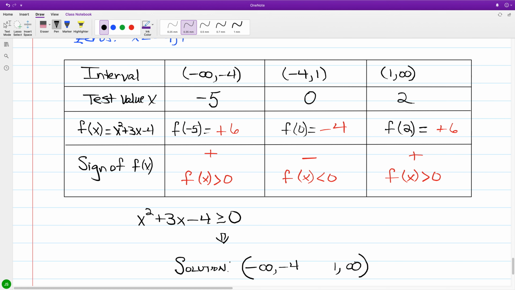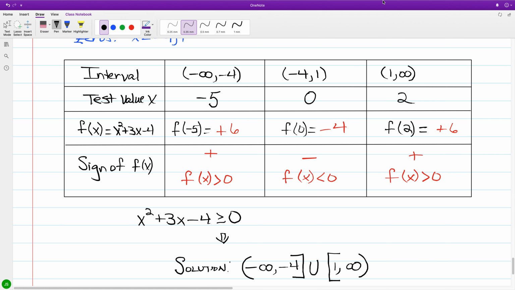Since negative 4 and 1 are the values that set this polynomial function equal to 0, they will be included as solutions in this inequality. So negative 4 will be in a bracket, and 1 will also be in a bracket. For the solution, we have the union of subintervals: those values of x less than or equal to negative 4, as well as those values greater than or equal to 1.